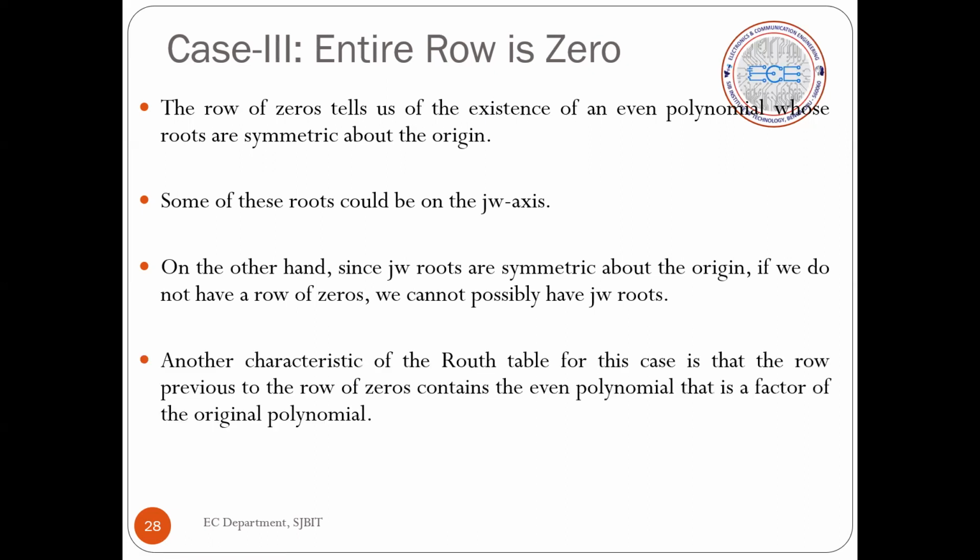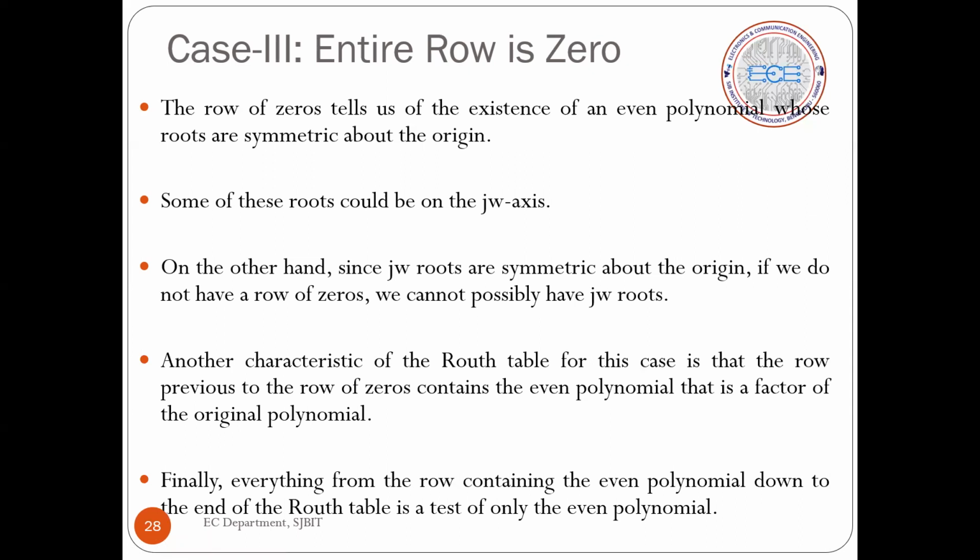That is not possible. Another characteristic of the Routh table in this case is that the row previous to the row of zeros contains an even polynomial, that is a factor of the original polynomial. This is a very important point: an entire row becoming zero indicates that the auxiliary equation constructed will always be an even polynomial.